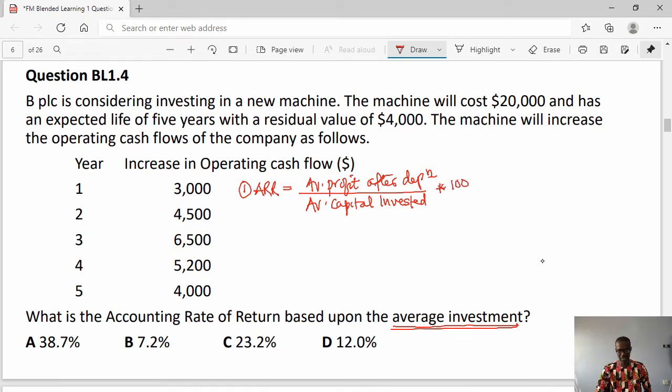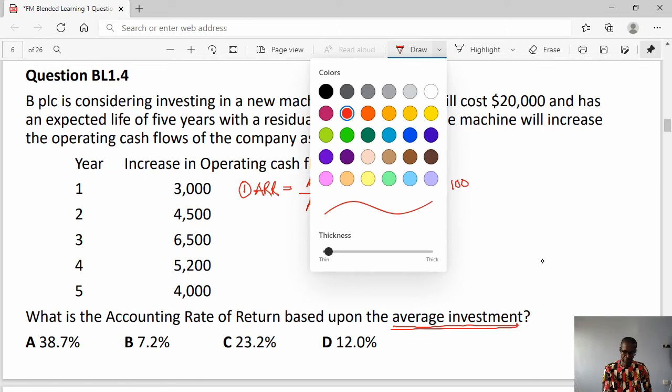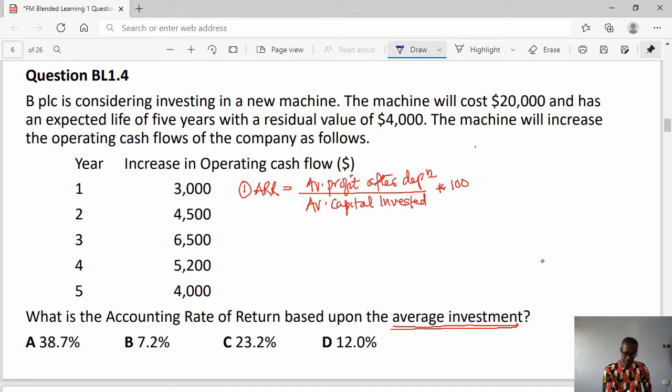You must definitely know this formula, otherwise you cannot even attempt any question on accounting rate of return. More so, the average capital invested, let me put an asterisk here, is the initial investment plus residual value divided by 2. You must also know this one, otherwise you are not going anywhere. So we have this.